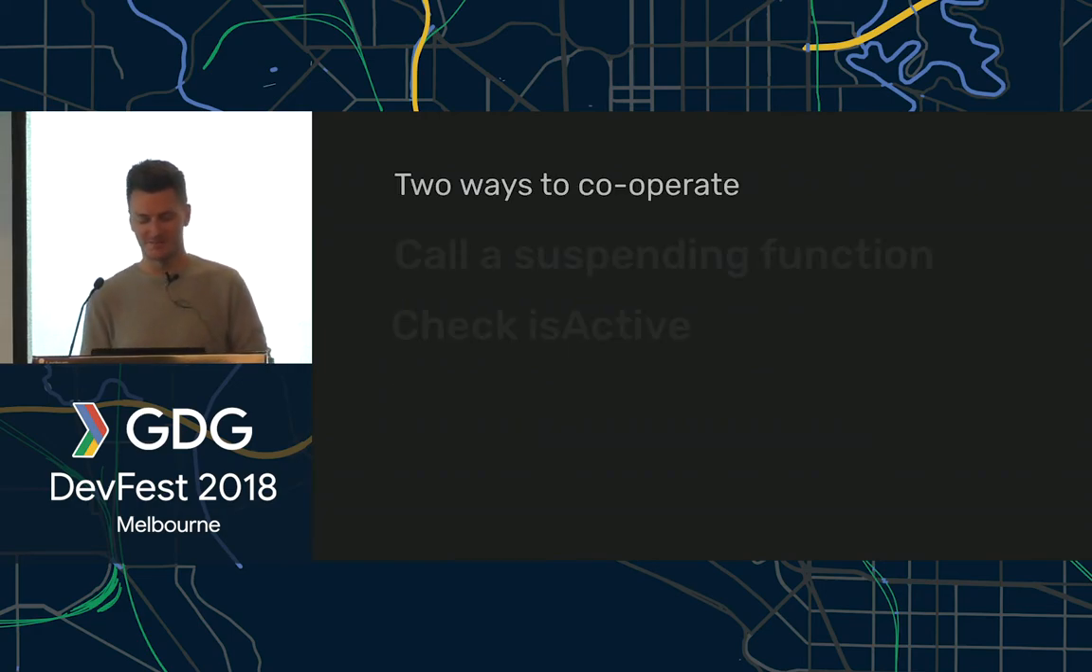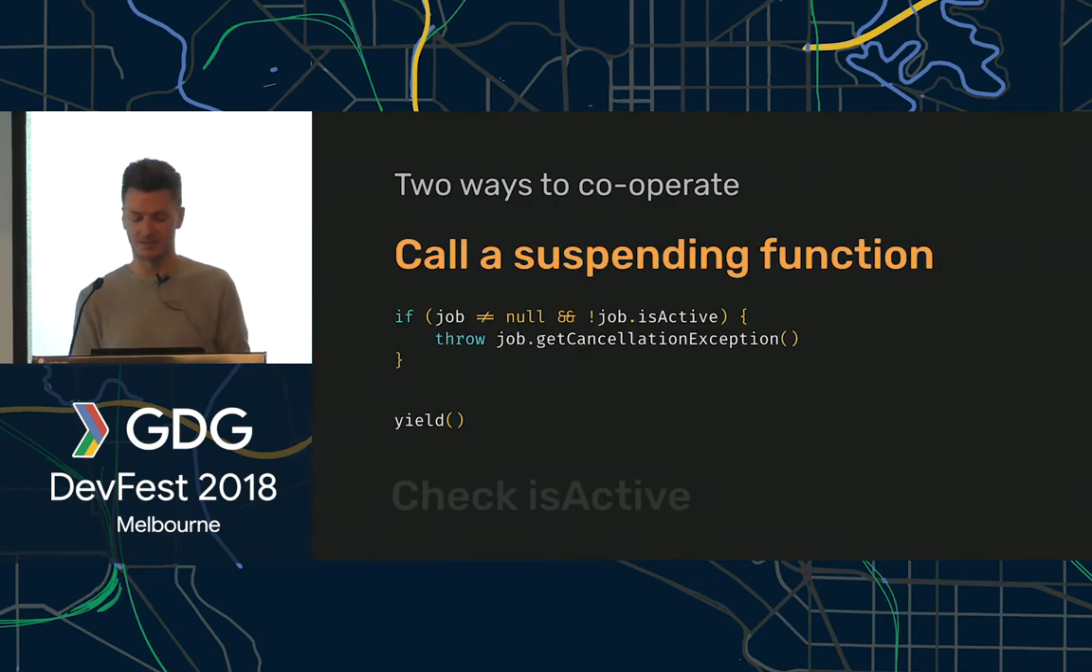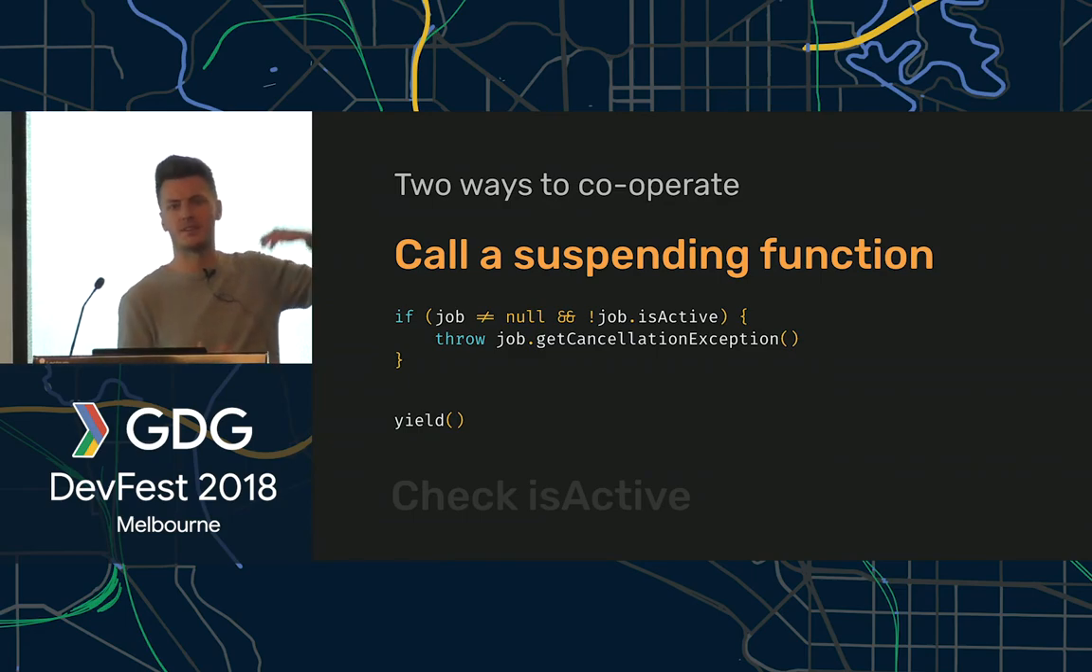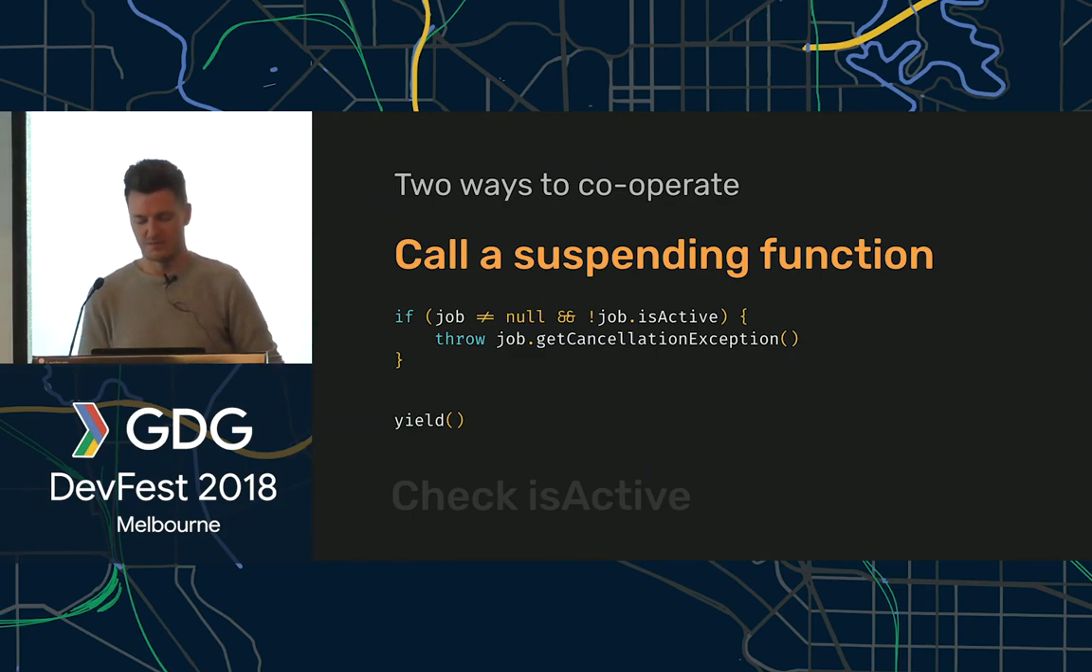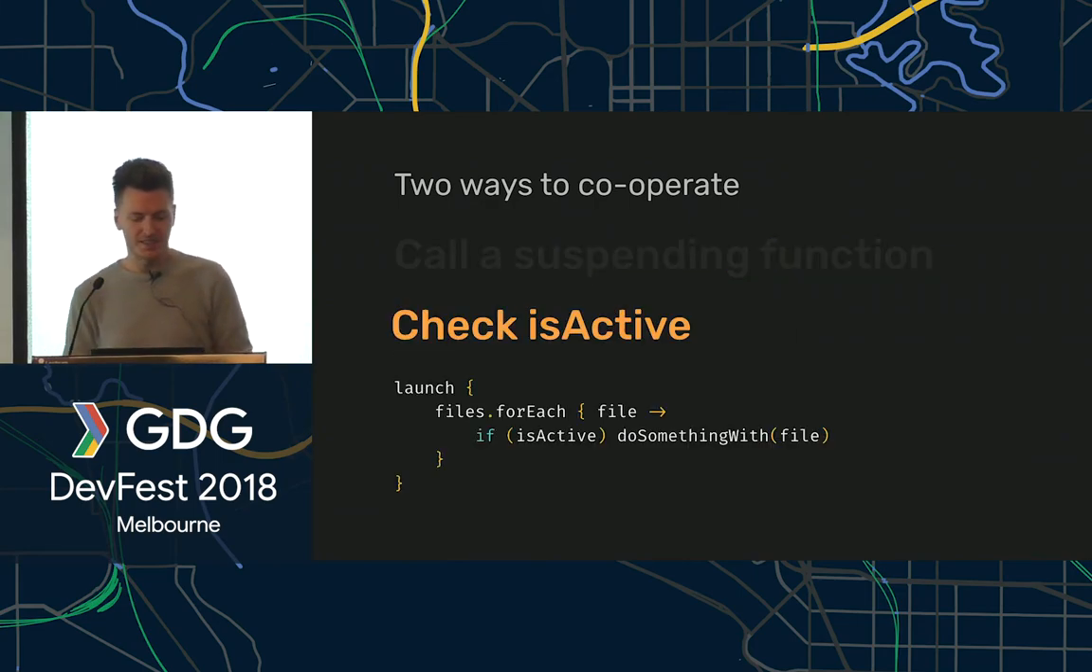There are two ways to cooperate. The first is by simply calling a suspend function. The example they always give is yield. That will automatically do a cancel check, and if it finds that you are cancelled, it will throw an exception, and that will bubble up, and that's how it propagates internally. So that's the easiest way. Just call yield occasionally, and it will just work. Or you can do it manually. We also give you a property called isActive, which you can check yourself. So in this example, we're just going through some files, and we're going to do some long running work on each of them. So a quick way of doing that is just doing an if check on isActive.